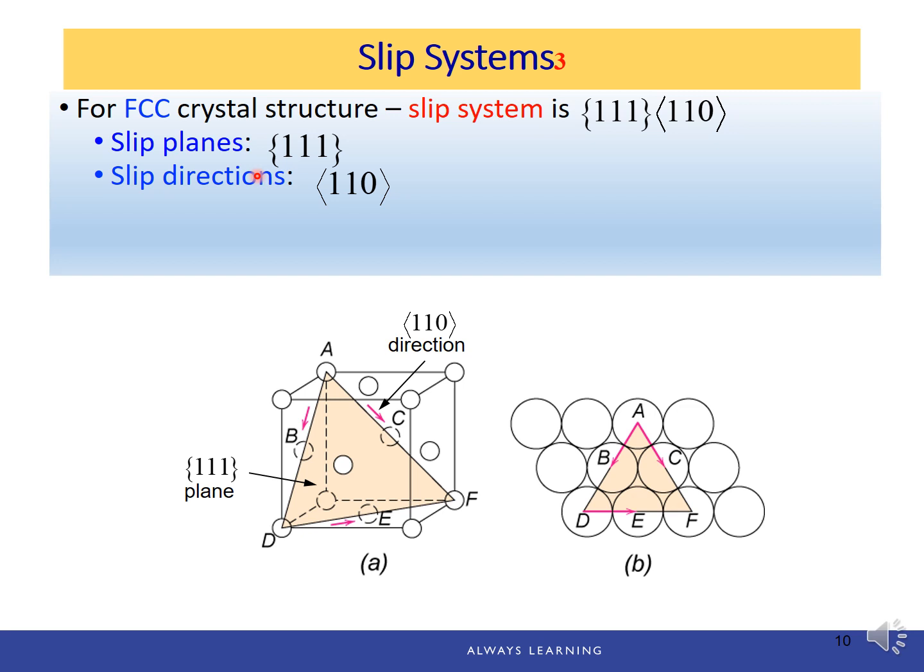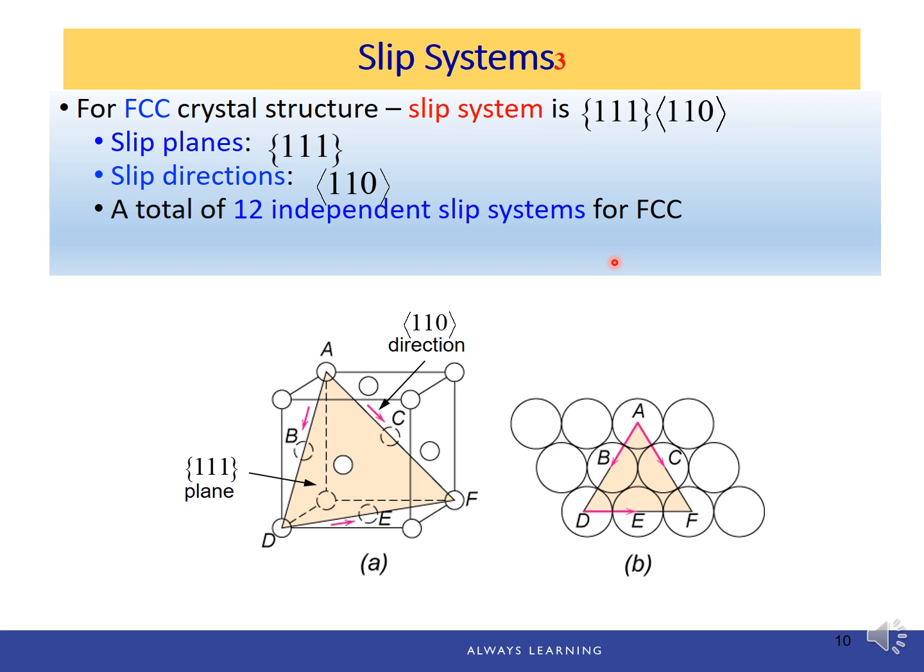We learned earlier that in the FCC crystal structure, the close packed plane is the 111 plane, and the close packed direction is the 110 direction. So for the FCC crystal structure, the slip system is the 111 plane plus the 110 direction. And there are a total of 12 independent slip systems for FCC. On each 111 plane, we have 3 different 110 directions, and we have a total of 4 111 planes. So 4 times 3, we have 12 independent slip systems for FCC.